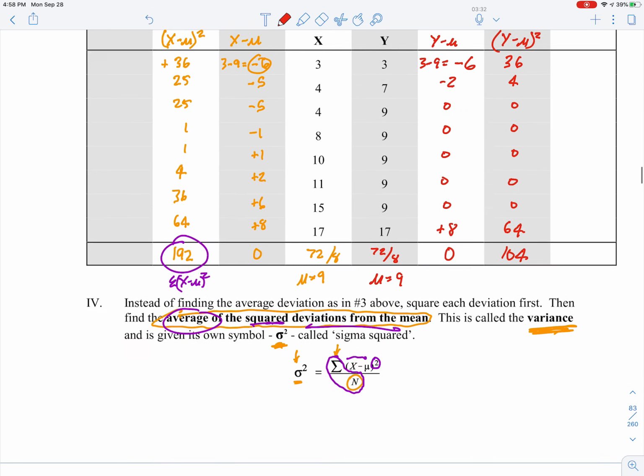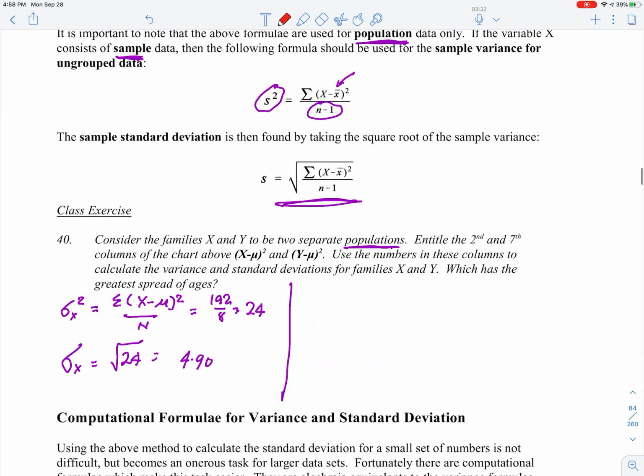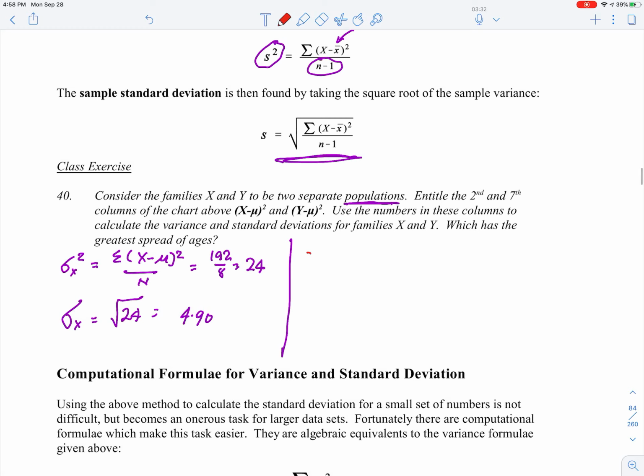All right, let's go back to where we were then. And we'll have here then that the variance of the y's will be equal to the sum of the y minus the mu's squared over n, which is 104 over 8, which is 13. And the standard deviation of the y's will be the square root of 13, which is about 3.61.